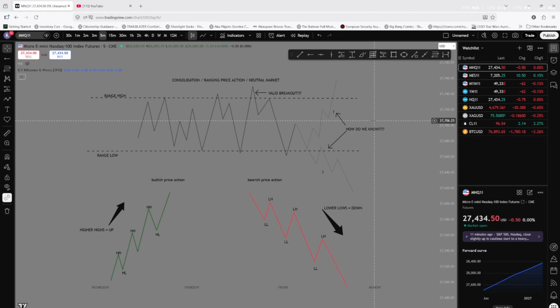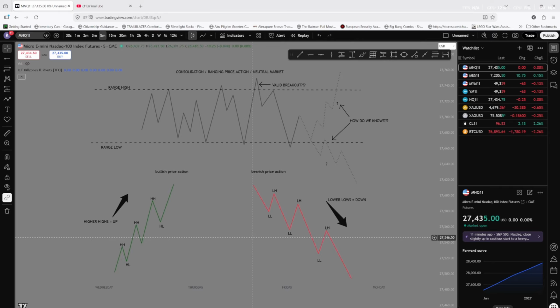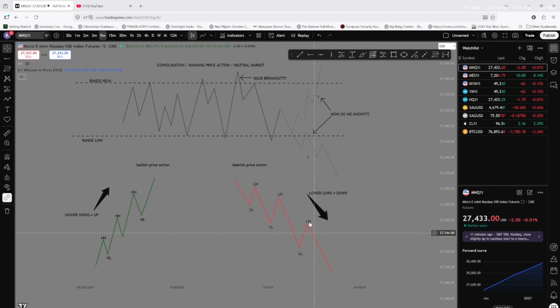So there's your three ways the markets move. They move up, they move down, or they move sideways. Bullish, bearish, consolidation, ranging, or neutral. Higher highs and higher lows, price moves up. Lower highs, lower lows, price moves down.